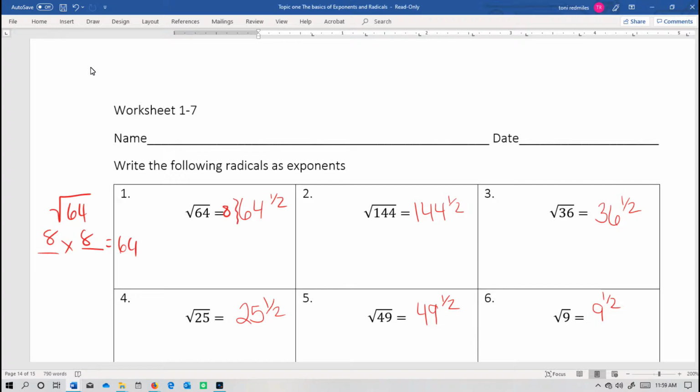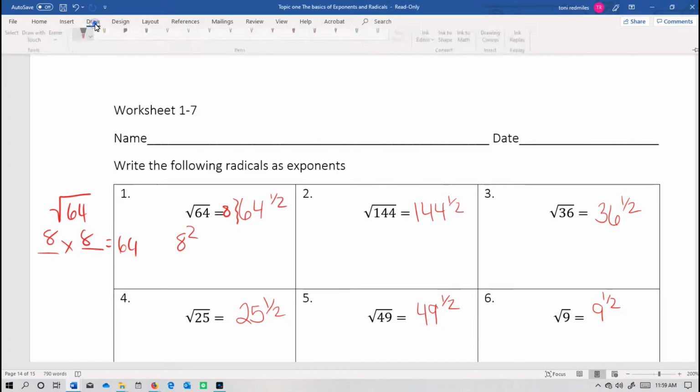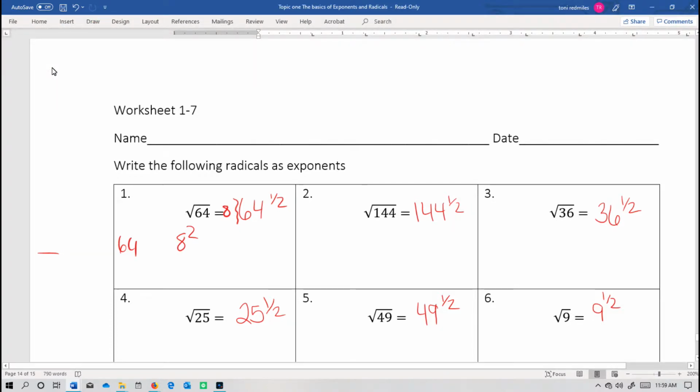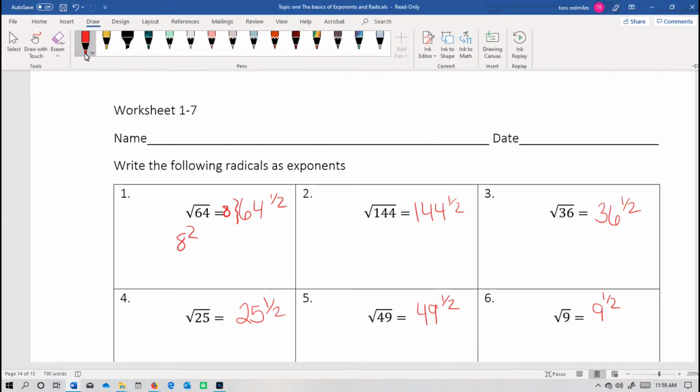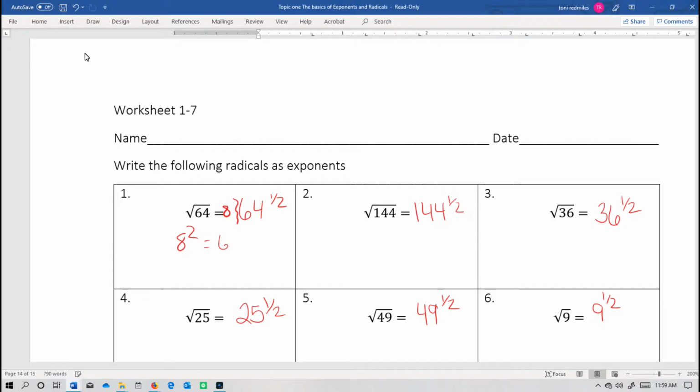Well, there is another way that I can do this. I can rewrite the following radical as an exponent, okay? Now I could write it as 8 squared, and that would equal 64, but it wouldn't equal the square root of 64. So this is how we do these. I'm going to show you how to do it, showing you the exponential form. So the exponential form is 8 squared, which equals 64, but it doesn't equal the square root of 64.